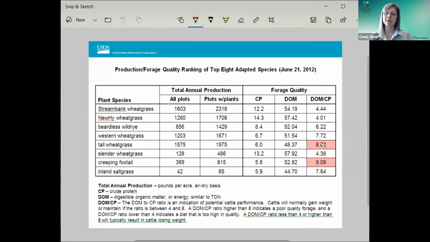When that ratio is higher than 8 or lower than 4, the cattle will lose weight. It just doesn't have the feed value within those plants. So that tall wheatgrass is right in there, and obviously the creeping foxtail is as well. So if those are part of your goals, that may play a part into what you plant.